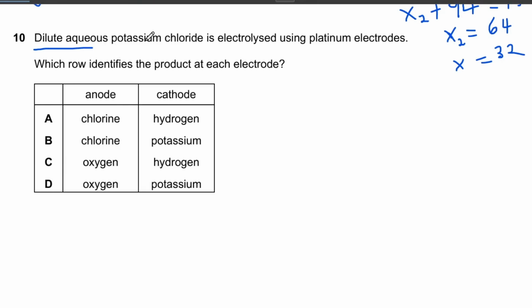Then it is aqueous potassium chloride. So that means it is not potassium that will be produced at the cathode. Which means that it is hydrogen that will be produced at the cathode, not potassium, because hydrogen is less reactive than potassium. So the answer is going to be C, oxygen at the anode and hydrogen at the cathode.